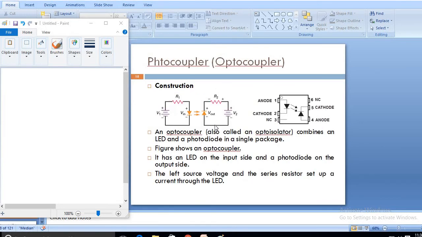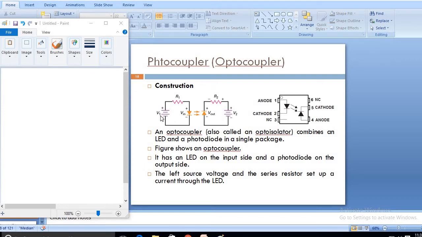Okay, next semiconductor diode is a photocoupler or an optocoupler. What happens in this photocoupler and optocoupler? There is a construction part of the photocoupler and optocoupler. See here, there are two circuits. The one on the left side I need to call an LED, and the one on the right side I need to call a photodiode.